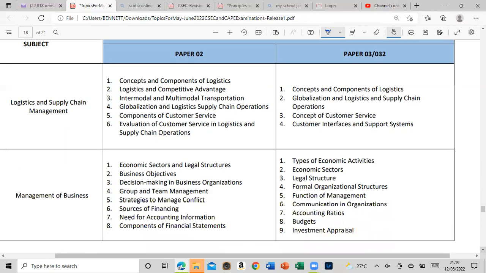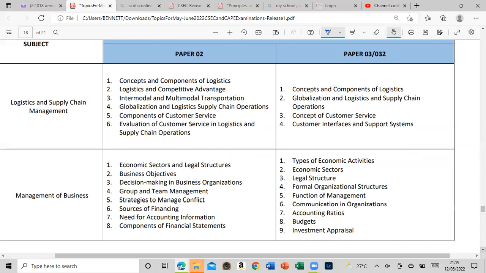1, economic sectors and legal structure. 2, business objectives. 3, decision-making in business organizations. 4, group and team management. 5, strategies to manage conflict. 6, sources of financing. 7, need for accounting information. And 8, components of financial statements.